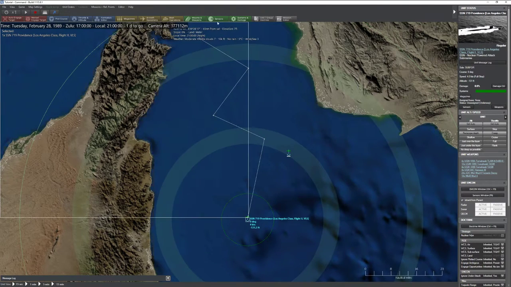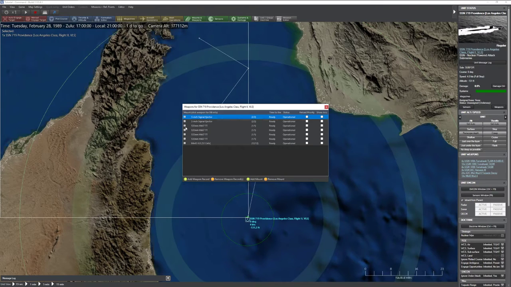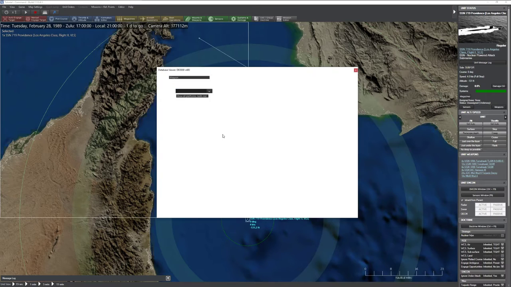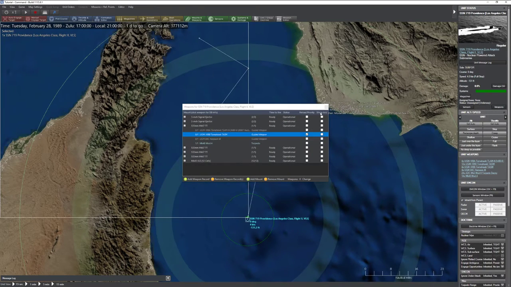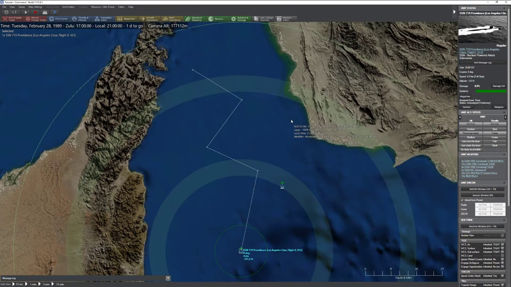Weapon-wise, this is awesome news for us. This is a classic Los Angeles, which means we get, yes, you guessed it, the TASM, Tomahawk Anti-Ship Missile, which actually is going to get shot down. But it's worth a shot, right? Okay, so let's go ahead and proceed.